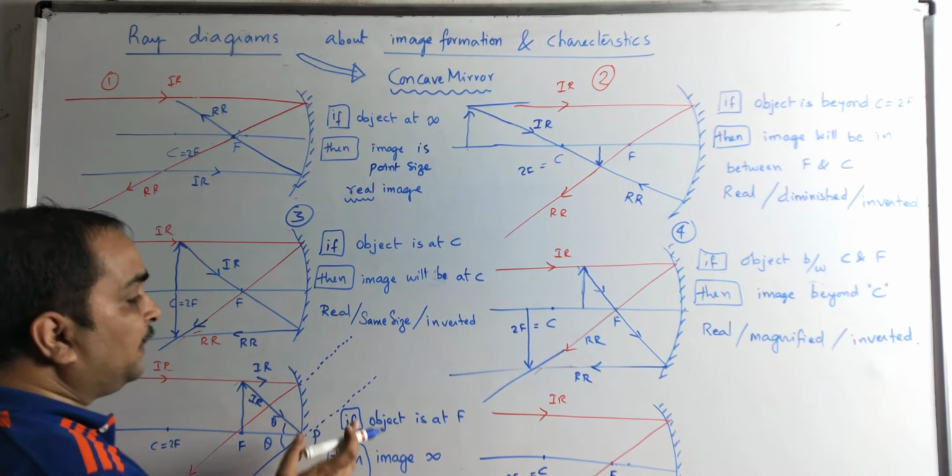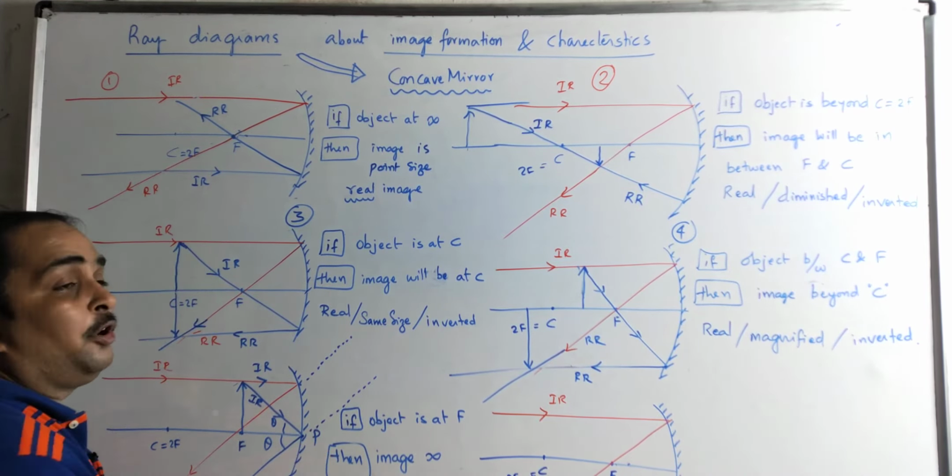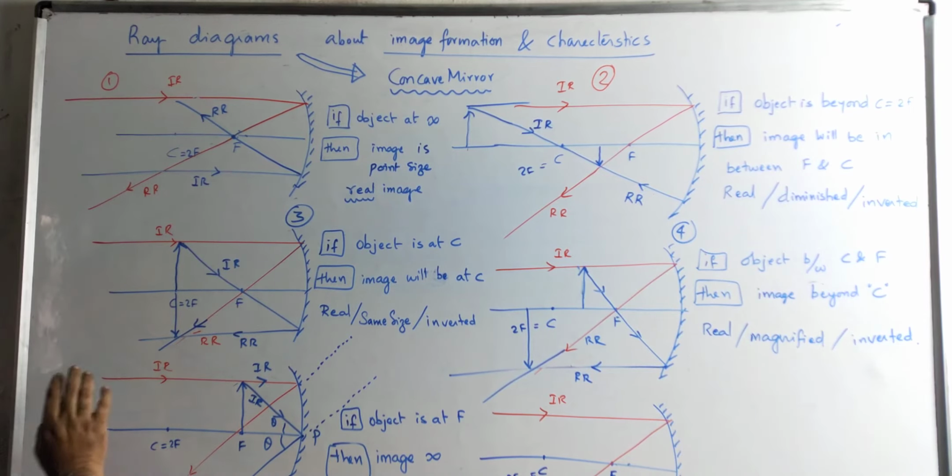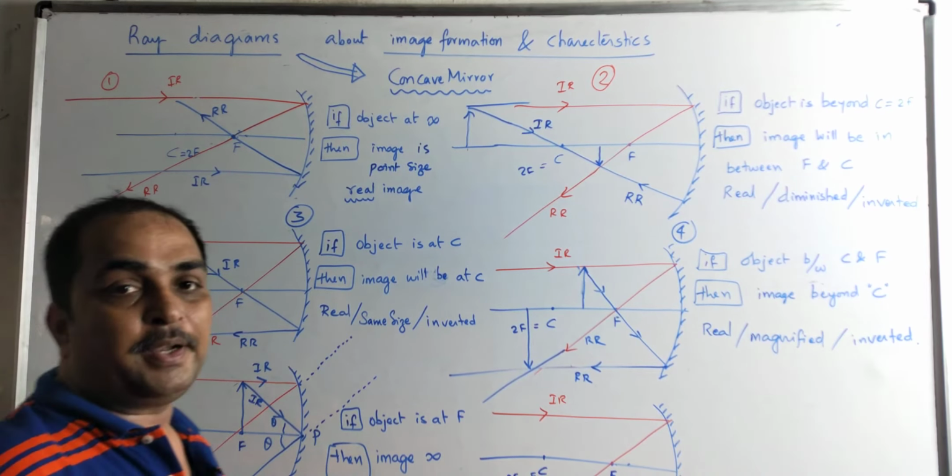When the rays don't meet, we say that for image formation the rays should meet, and they are not meeting, so you don't write anything about it, you don't comment on it. So this and this are alike. If the object is at infinity, image will be at focus. If the object is at focus, image will be at infinity.